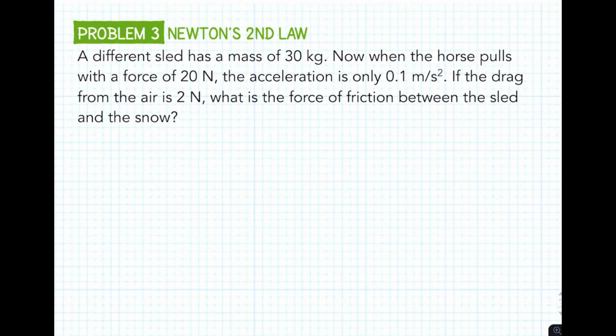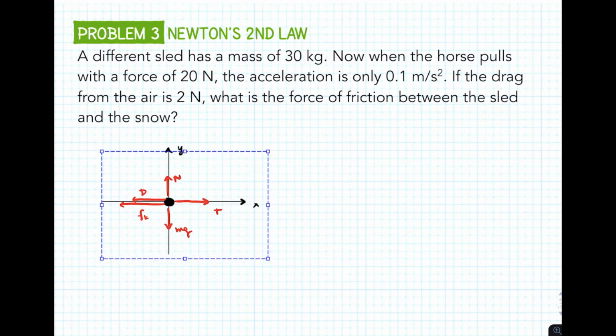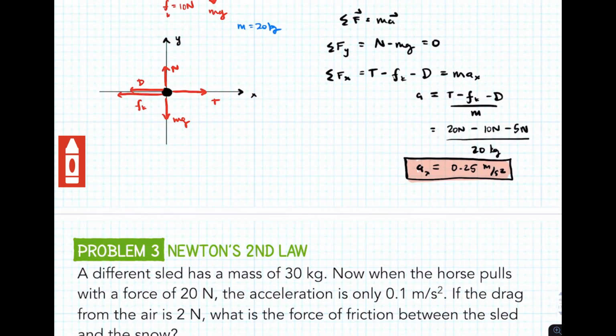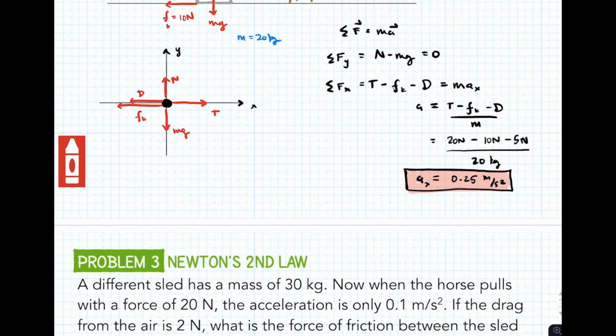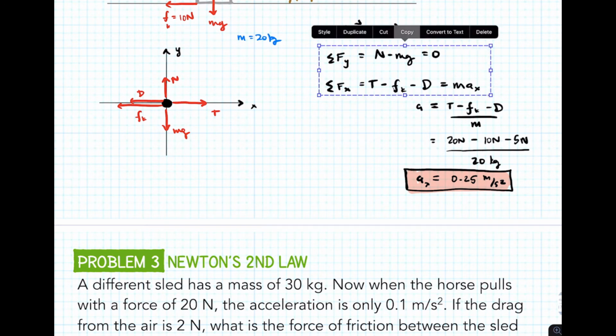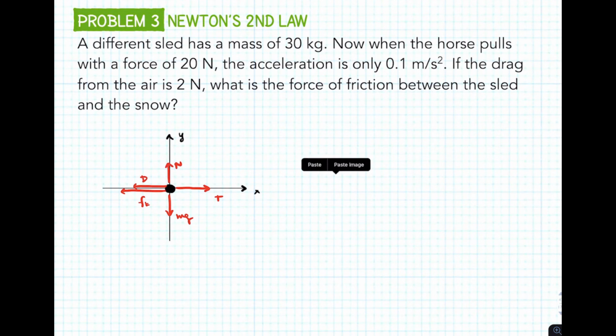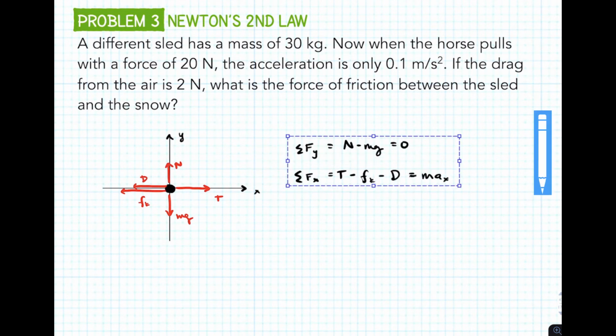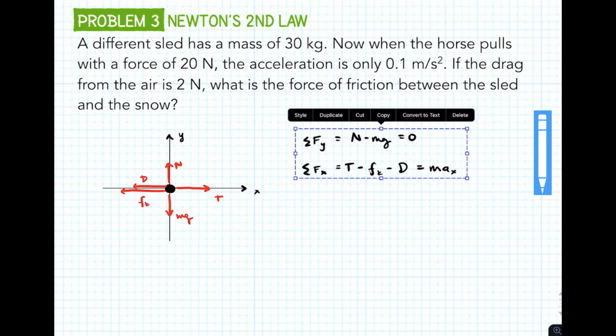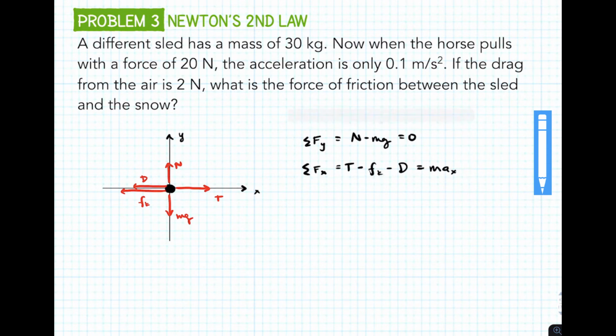So since we drew it all out and solved it symbolically, we could even keep these same equations. That's why it's important to solve things without numbers in case it asks you to tweak the numbers on the next step. But because it's giving us acceleration, now it's asking for the force of friction between the sled and the snow. So instead of solving for acceleration, now we're going to solve for friction.